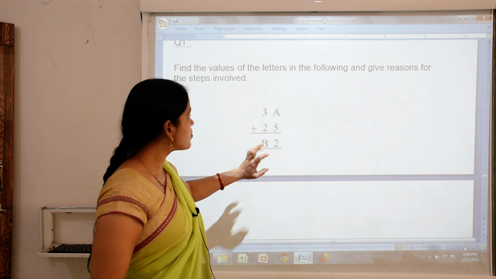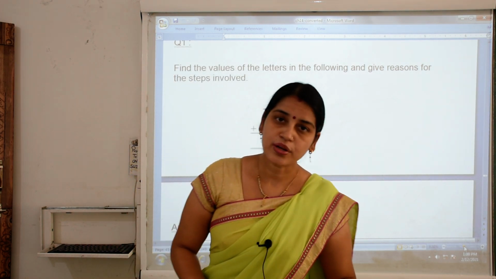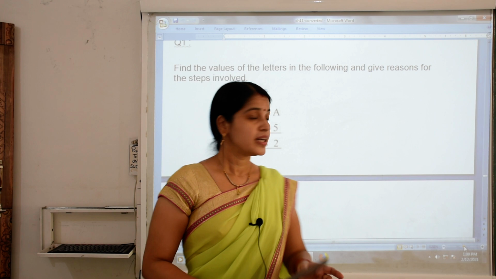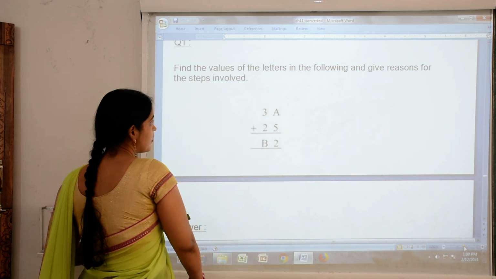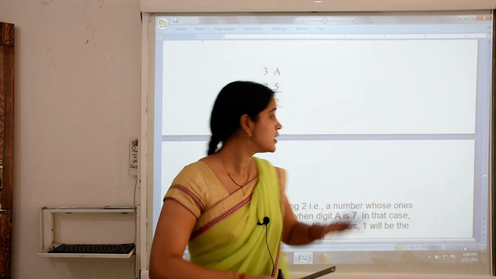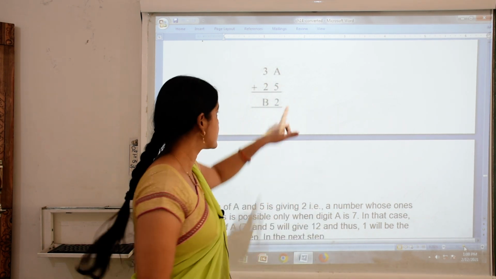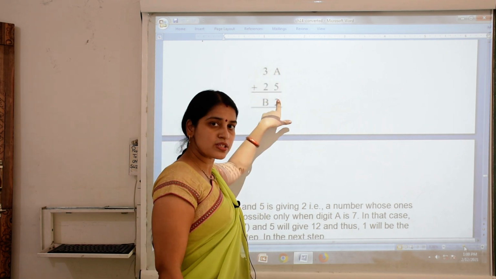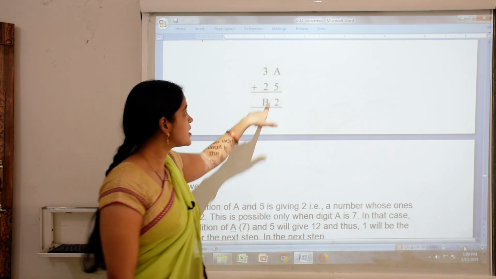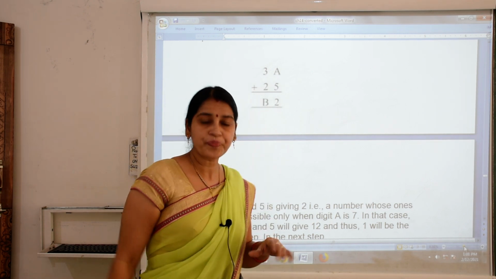So here what you are observing, two letters a and b whose values we have to find. Okay, so always एडिशन हम कहाँ से स्टार्ट करते हैं, always from the ones column, from the last. So here also we have to do the same process. First we solve the ones column. So in the ones column, first we add a plus 5, so it gives 2.